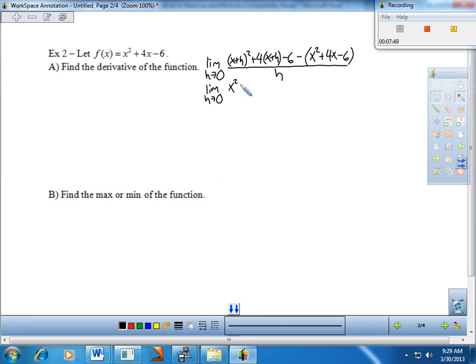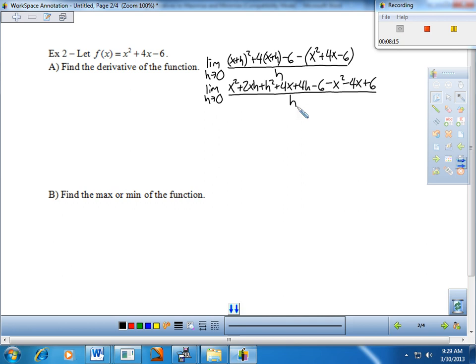And I've got x squared, 2xh, and h squared. Of course, when I go ahead and expand this piece right here, let's remove those parentheses. I have 4x, 4h, minus 6. Looking good. And again, let's remove the parentheses on the back end as well. So minus x squared, minus 4x, and of course, how about a plus 6 there? Looking great. Okay, and all of that's over h.